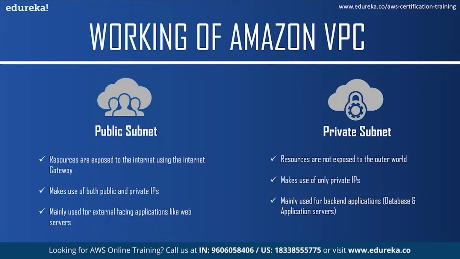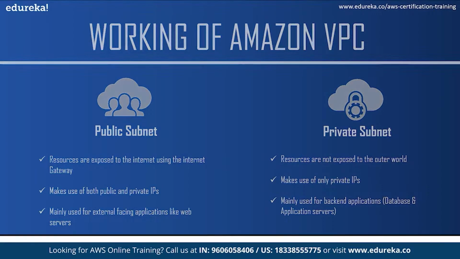Now, as I've mentioned public subnets and private subnets, let us see the difference between them. In a public subnet, resources are exposed to the internet using the internet gateway. They make use of both public and private IPs and are mainly used for external facing applications like web servers where you want your information to be visible to the users. Whereas in the private subnet, resources are not exposed to the outer world and it uses only private IPs. They are mainly used for backend applications like database and application servers.